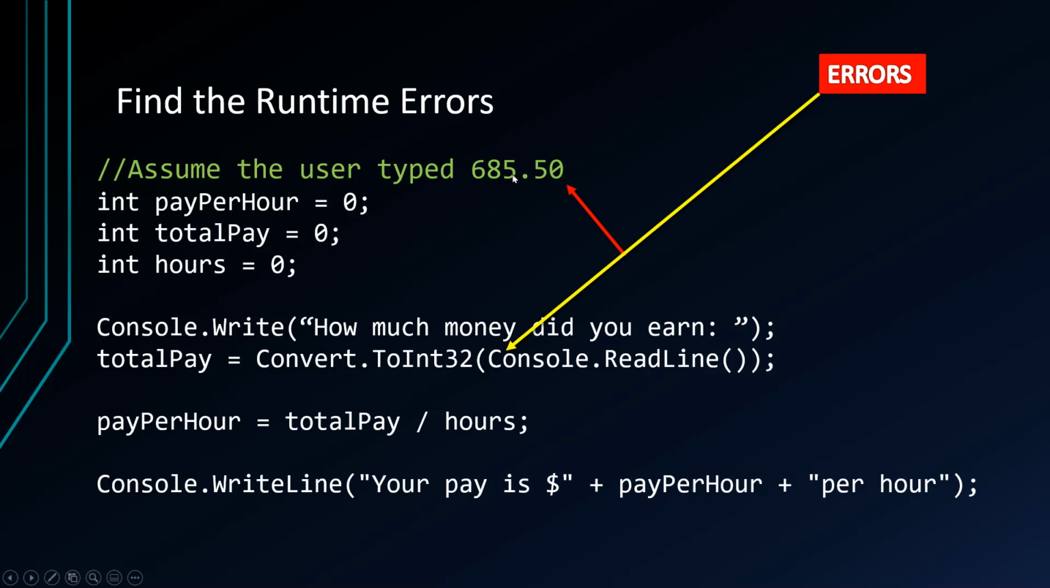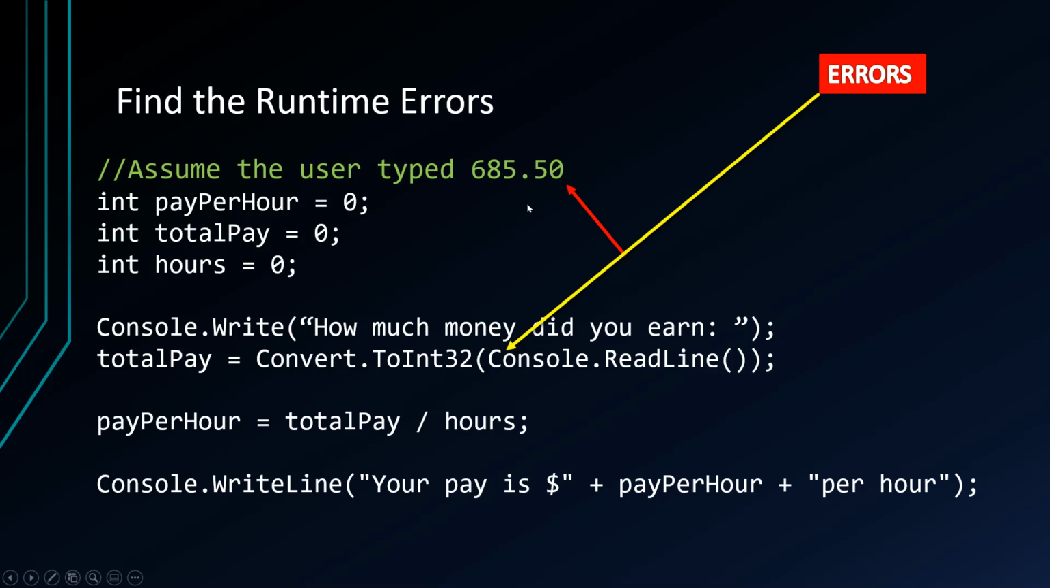But if the user types in 685.50, remember that's going to come in as a string, "685.50". So when we try to convert that to an integer, it's going to fail. You cannot do that. We could convert 685.5, the number, to an integer because it would just do the banker's rule around it, but not the string "685.5". That will not work out. Okay, so that's our first error, our first runtime error due to the input.